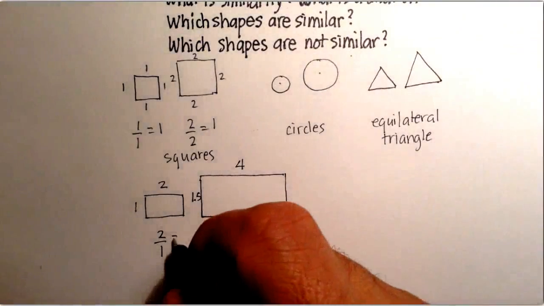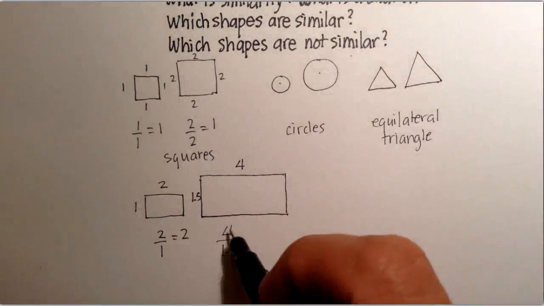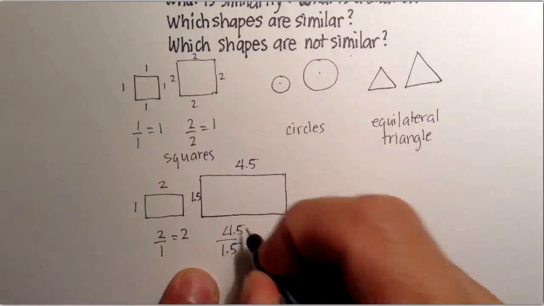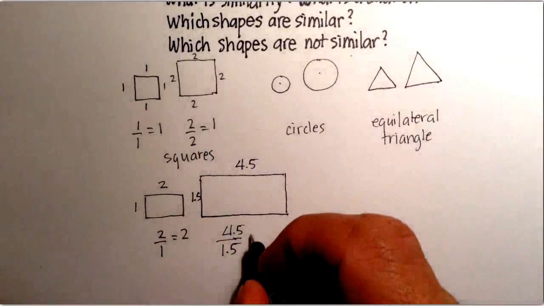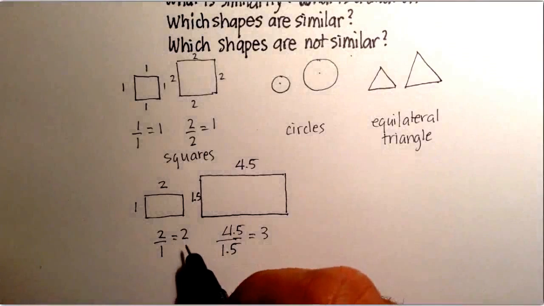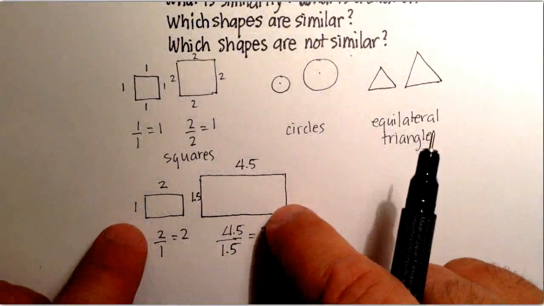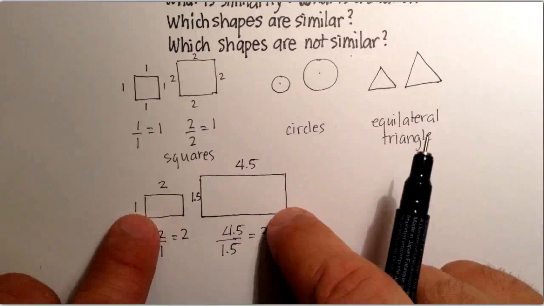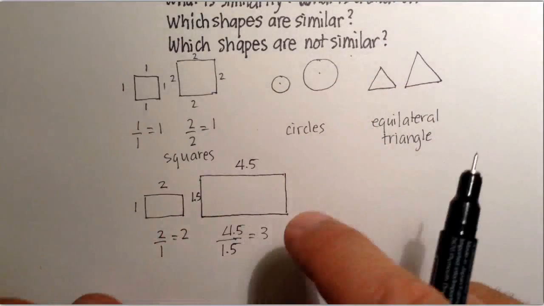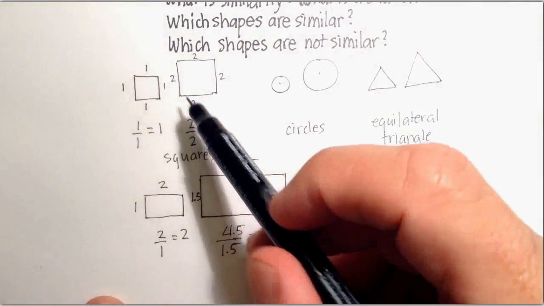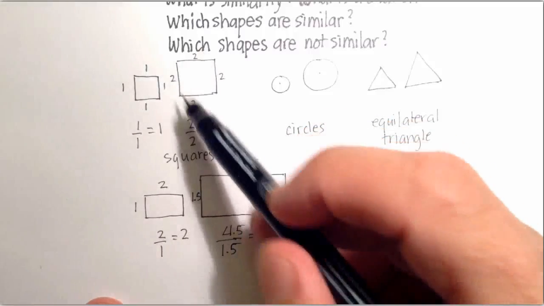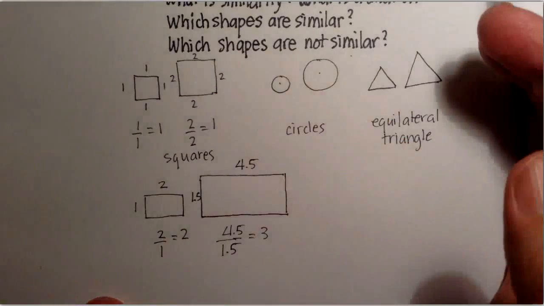If you were to simplify these, let me change that so it's a little bit different. If you were to reduce this, you would see that this ratio is 3 and this ratio is 2. I said that rectangles aren't necessarily similar because they can change depending on whether the proportions change. That's not true for a square. Squares will always have equal sides to one another, so the ratios will always be 1.